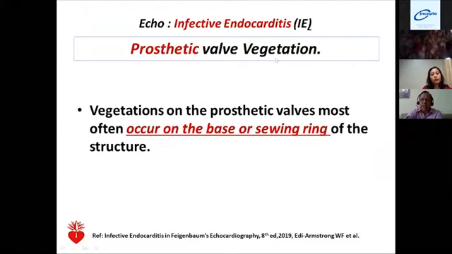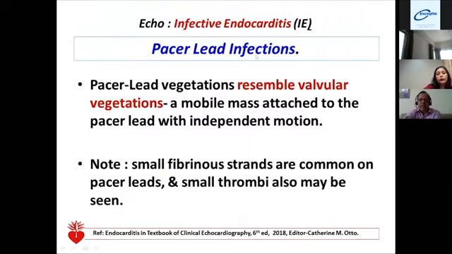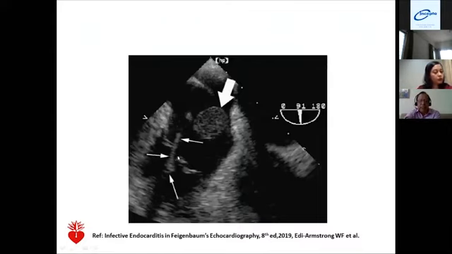About the prosthetic valve vegetation, there is some peculiarity. What is that? Vegetations on a prosthetic valve most often occur at the base of the sewing ring of the structure, not at the leaflet. So this is the still picture of the transesophageal echo. The vegetation is attached to the sewing ring. Now, pacer lead infections. Pacer lead vegetations resemble valvular vegetations: a mobile mass attached to the pacer lead with independent motion. But note that small fibrinous strands are common on pacer leads, and small thrombi also may be seen. And this is the picture of the vegetations, and this is the picture of a thrombus, an infected thrombus.